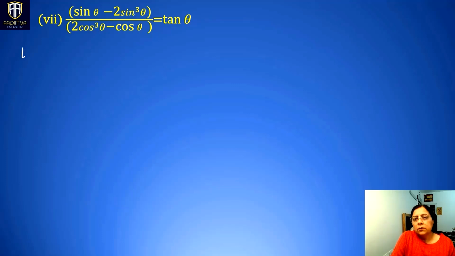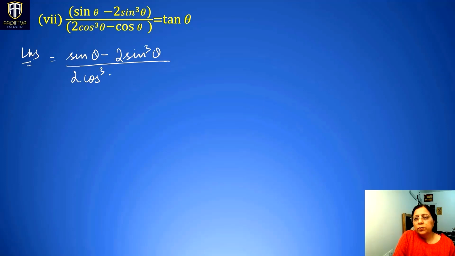Next is: sine theta minus 2 sine cube theta, over 2 cos cube theta minus cos theta. Now how can we start with this? We require tan theta in the right hand side of this equation. So in the numerator we can see that sine theta is common to both the terms. I am taking it out.